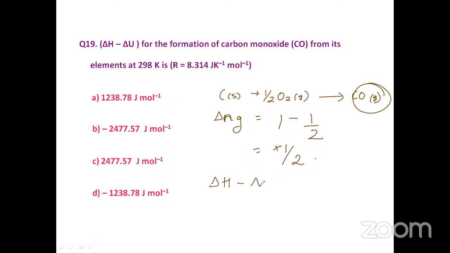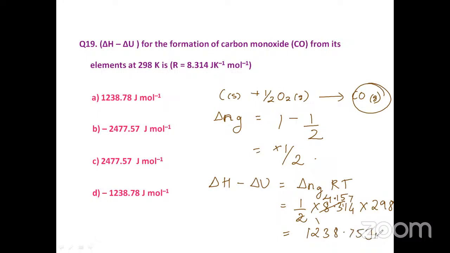So delta H minus delta U, that is change in enthalpy minus change in internal energy, is given as delta Ng RT. After putting in the values, delta Ng is plus half, into 8.314, into temperature 298 Kelvin. Solve this and you should get the answer as around 1238.75 joules per mole. So the answer is the first one, A.